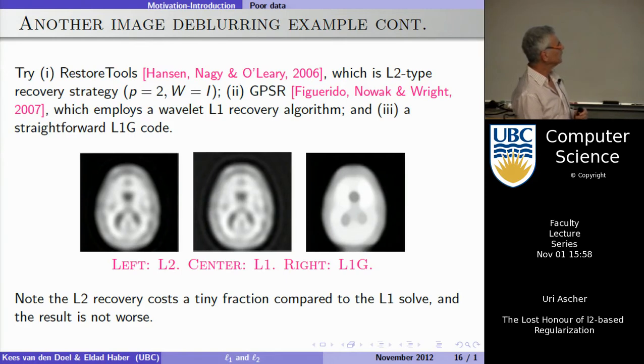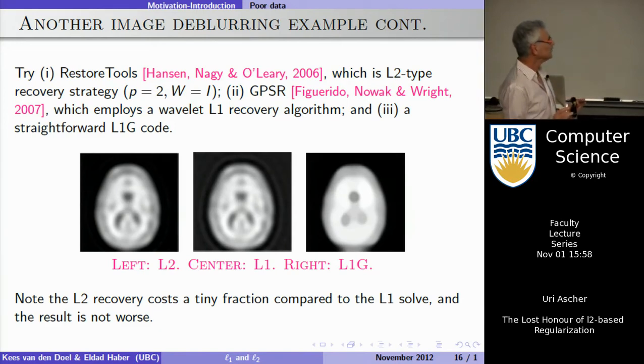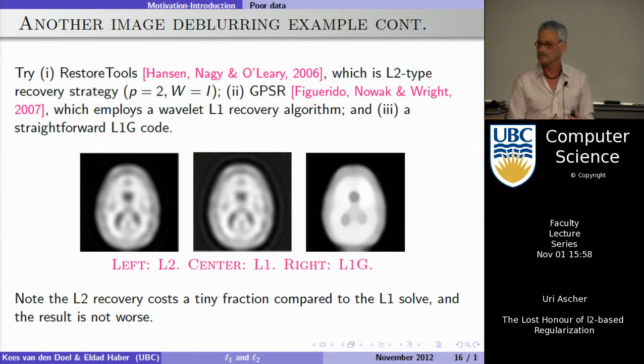So this one here is using Nagy's code, and this one here is using the GPSR code. I don't know if you can see, but there's a halo here that comes because of the wavelet. But let's ignore that. Even if you ignore that, you cannot say that this is really better than this. They are essentially the same. So using L1 here hasn't given you anything. It hasn't given you an advantage.